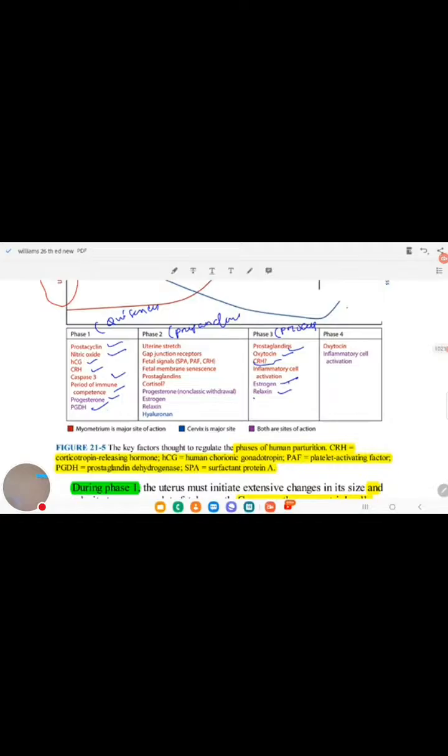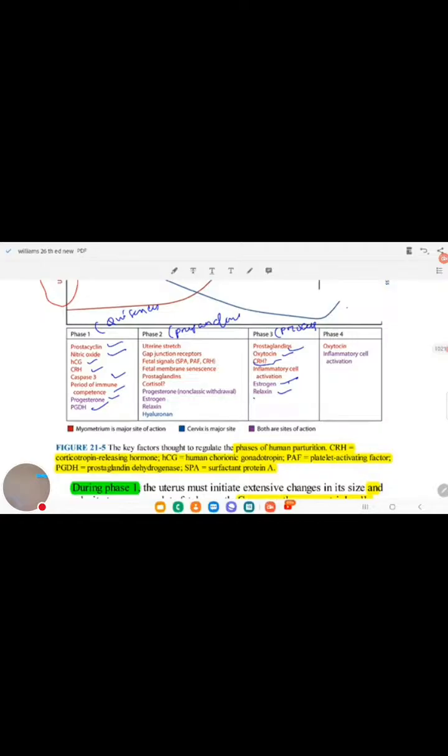Then phase 2, that is the preparation before labor. What are the things it will prepare? First, the uterine stage will be stimulated: gap junction receptor, fetal signals like surfactant protein A, fetal activating factor, corticotropin releasing hormone secreted from the hypothalamus of the fetal brain, then fetal membrane senescence, prostaglandin, cortisol, progesterone, non-classical estrogen, estrogen, relaxin, and hyaluronan in phase 2.